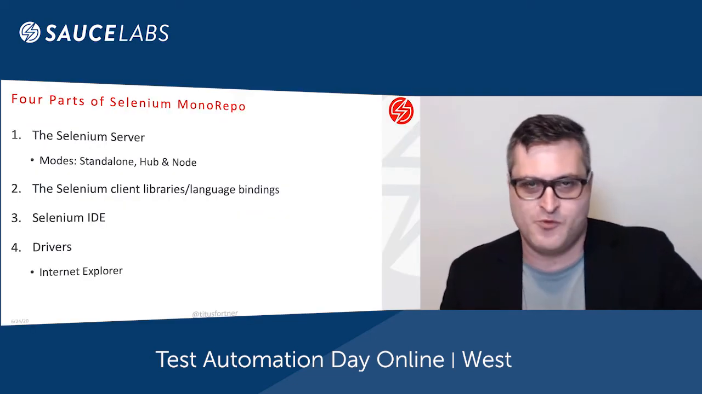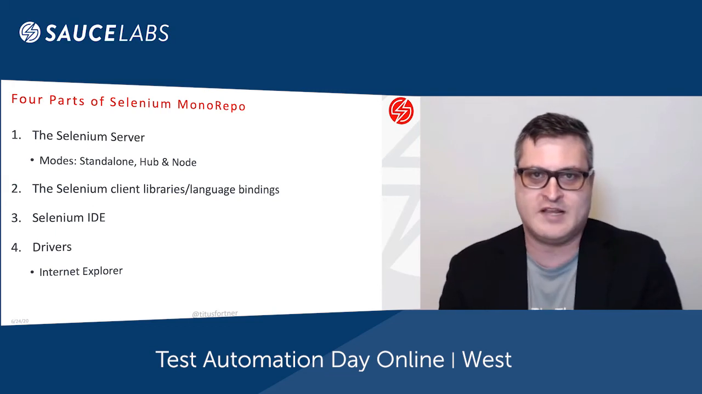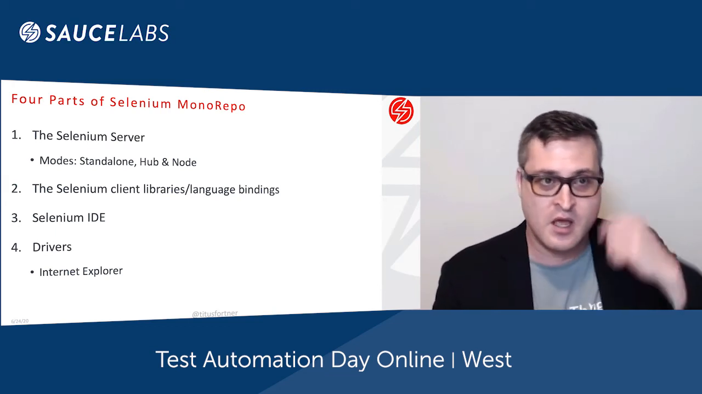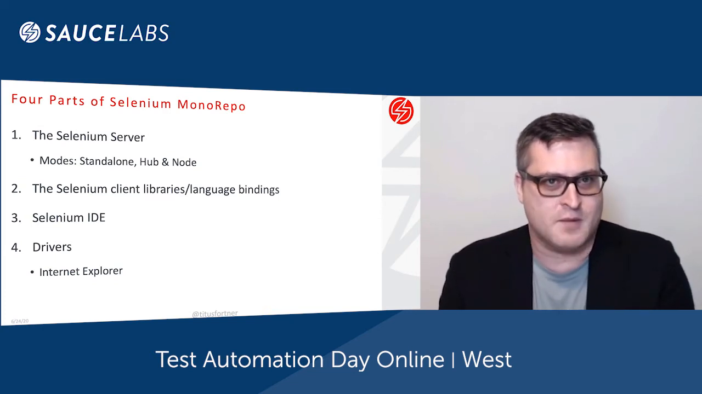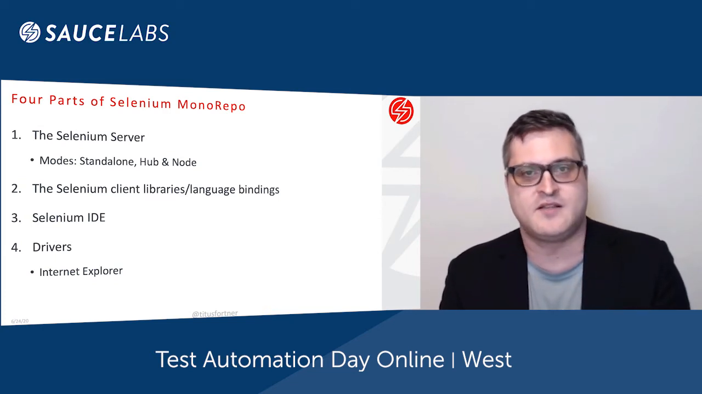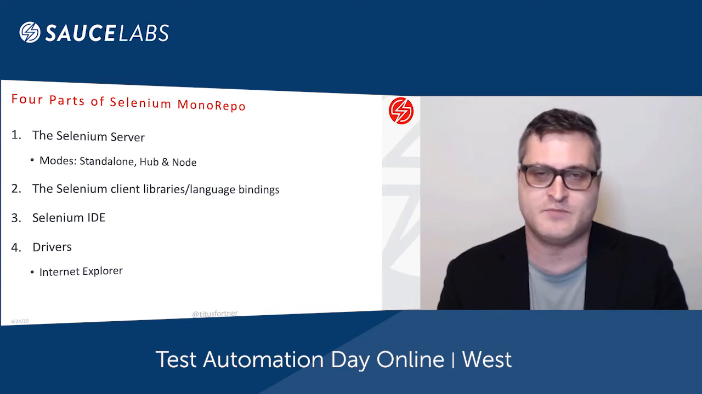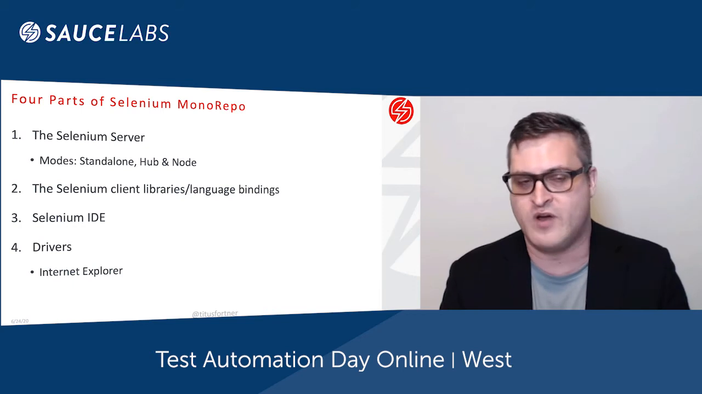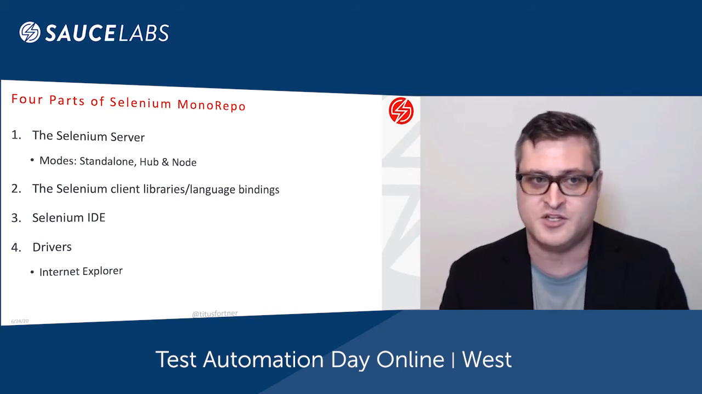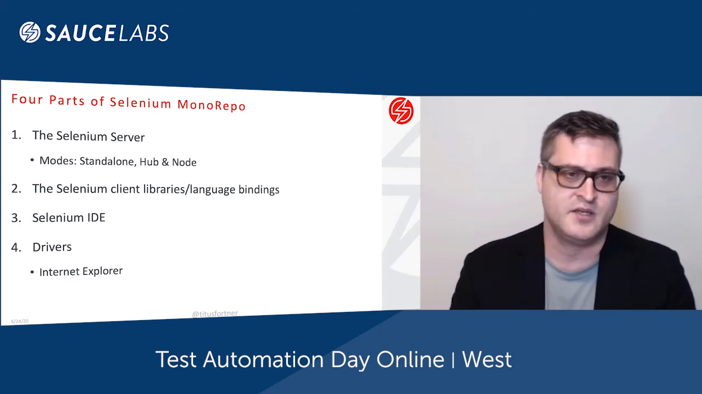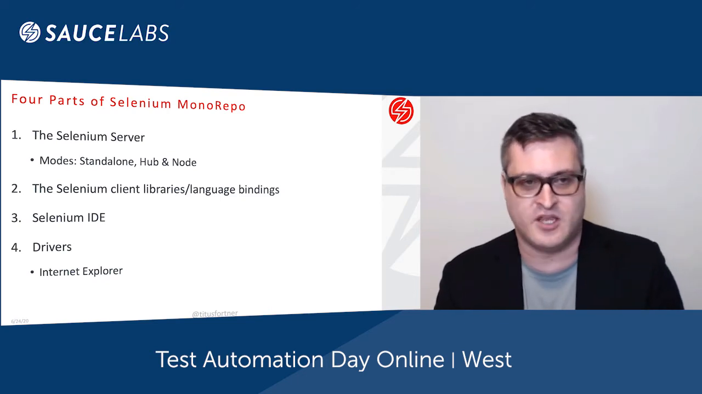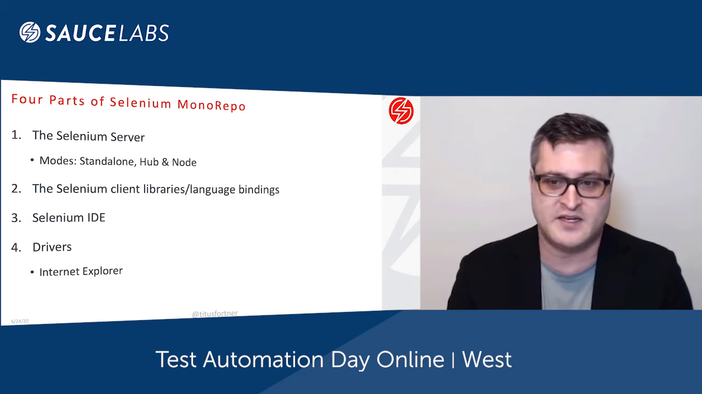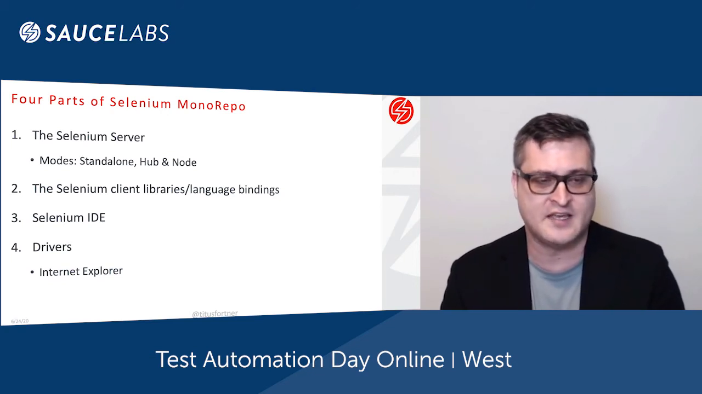So Selenium is a monorepo, which means that we're storing everything in one GitHub repo. There are 4 major components of what's stored in the Selenium monorepo. There's the Selenium server, and this has multiple nodes. You can run it standalone, or you can run it in a grid with hub and node settings. What most people think of when they hear Selenium is the client libraries with the various language bindings. Talk about those more in a second.